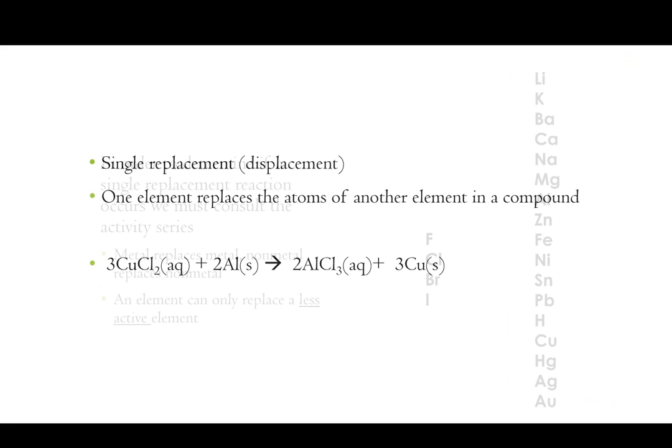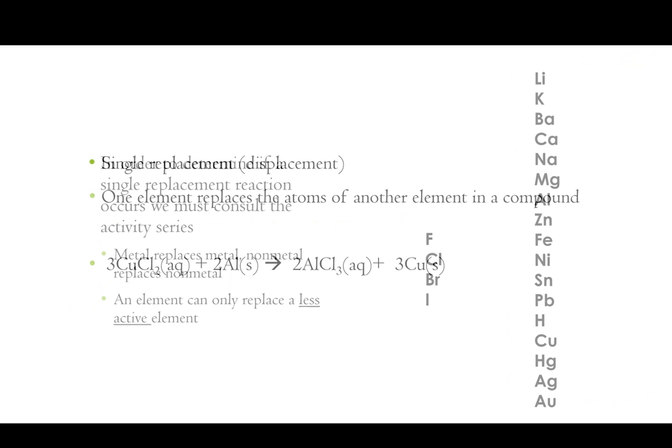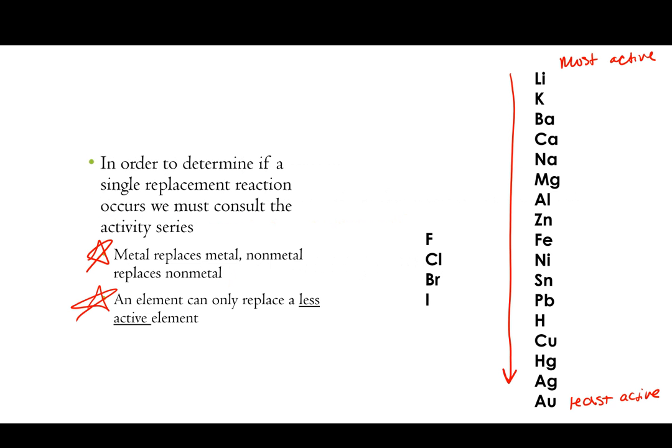In the example we just did, we had aluminum replacing copper. So here's aluminum, here's copper. The aluminum can replace the copper. You can go down, you can't go up. And we'll look at that in just a second.